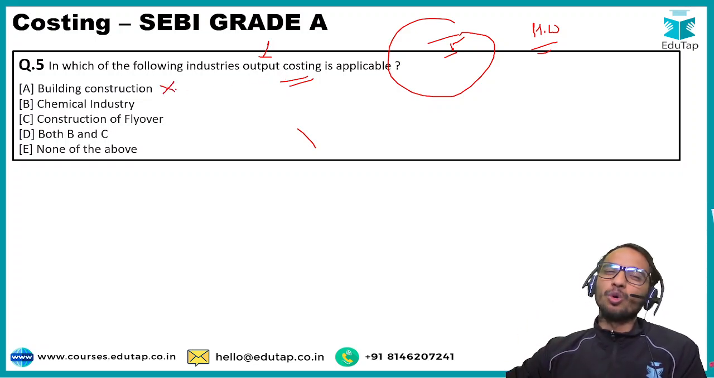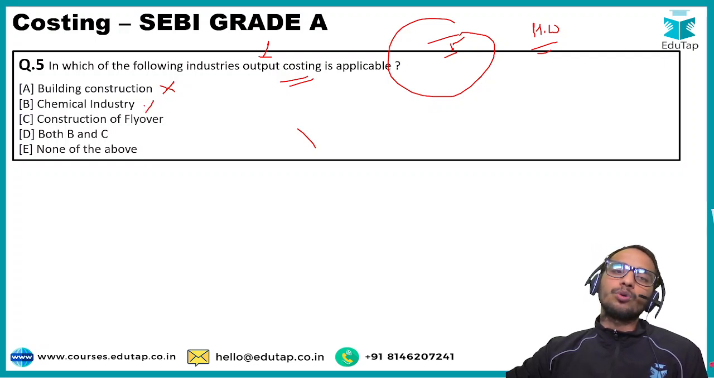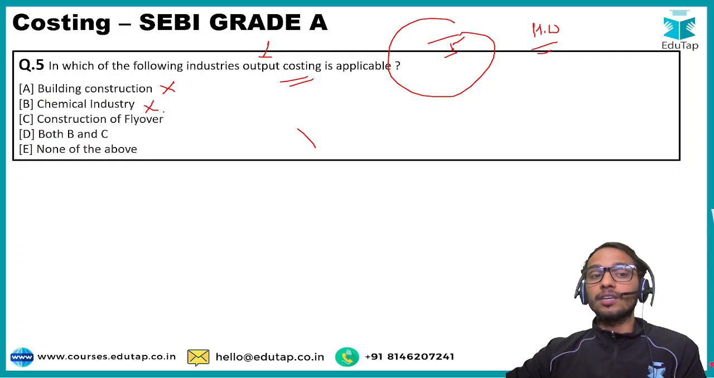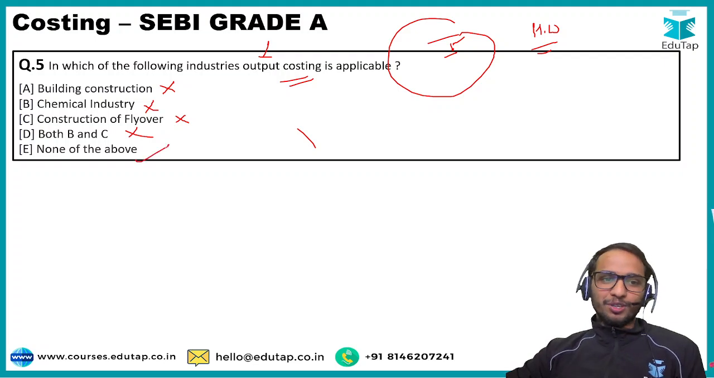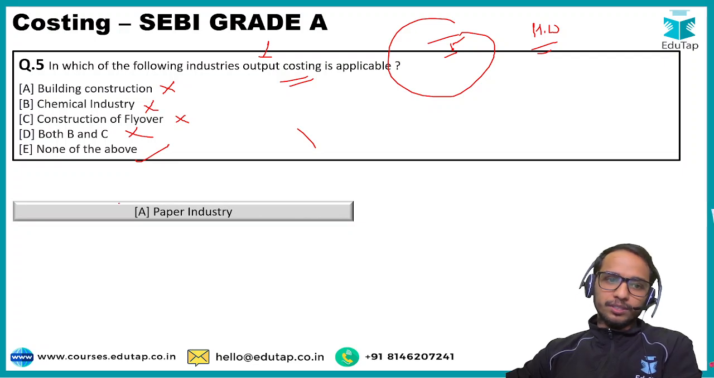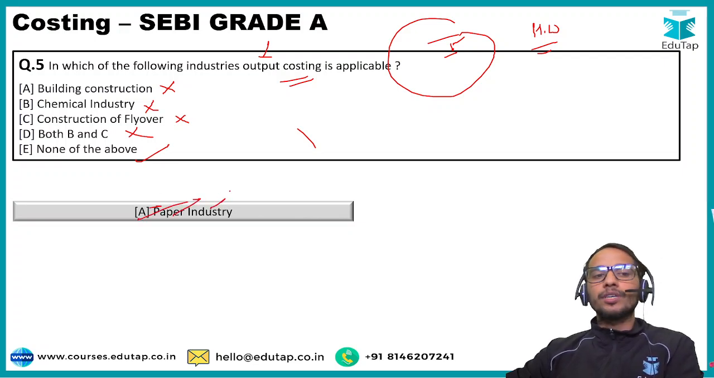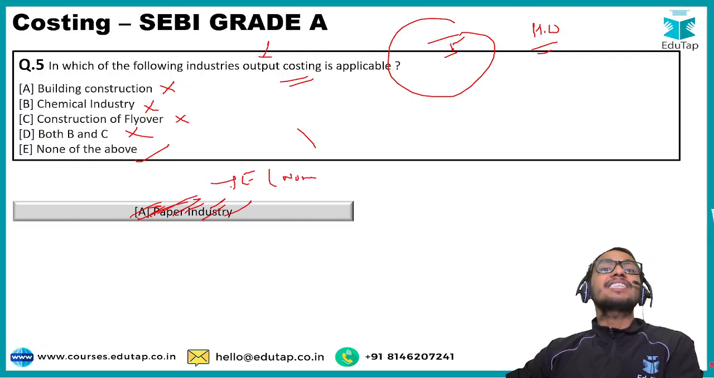Building construction, no, because contract costing is used in construction. Chemical industry, no, process costing is used in the chemical industry. Construction of flyover, no. Okay, so the answer is none of the above. Okay, that was a good question. So there is no option which relates to output costing here. So I think the correct option should be, no, it is okay, option is E, none of the above. Please remember, it is wrongly written here. Answer is E, none of the above, right? Okay, let's move ahead.